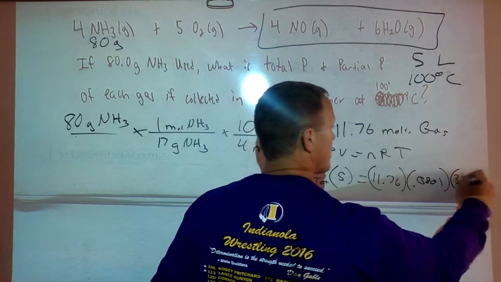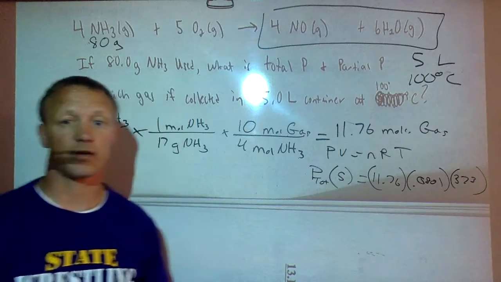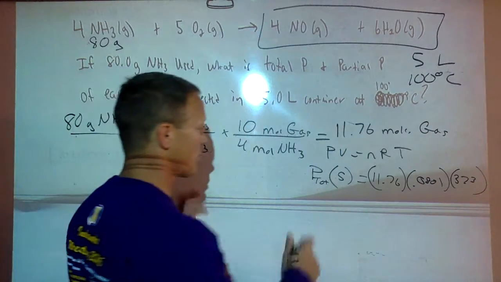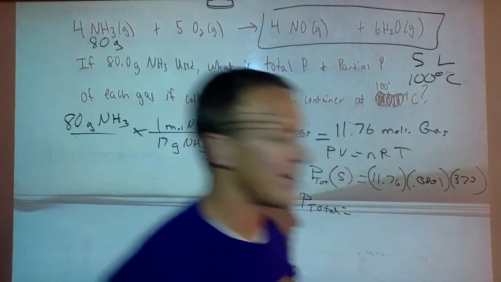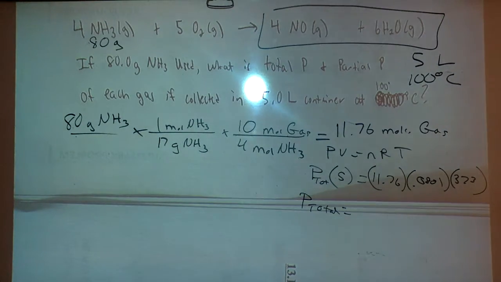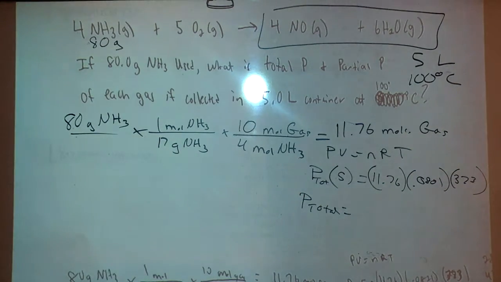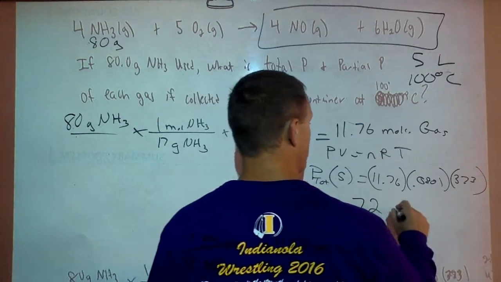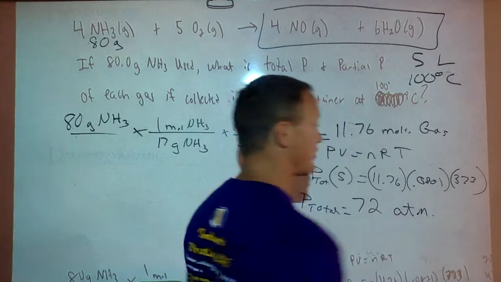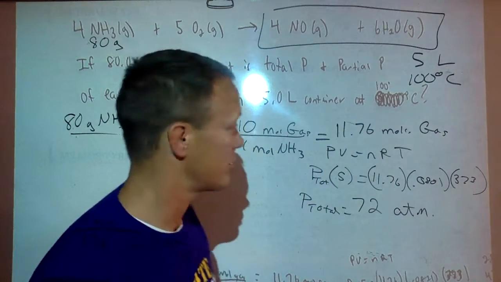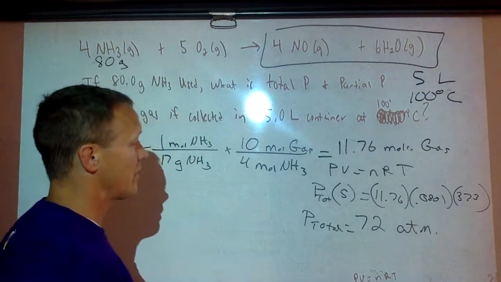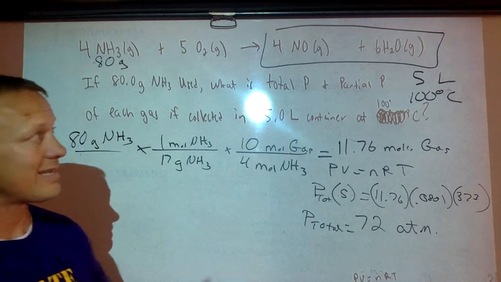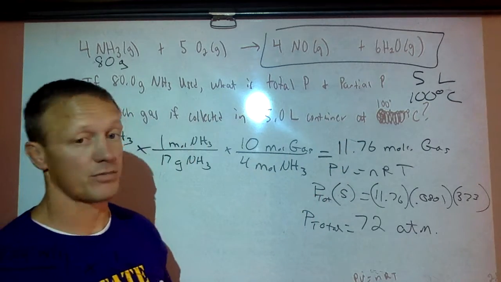0.0821, 373 because it's 100 degrees Celsius. So we're going to solve for the total pressure there of all of them. I think it is 72 atmospheres, if I remember right. It is. So it ends up being 72 atmospheres of pressure. That's total, so that's one thing I wanted to know. In this container, these two gases are causing 72 atmospheres of pressure.